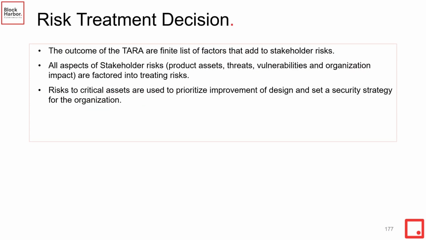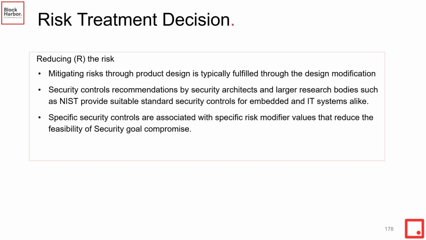The outcome of the TARA process is a finite list of factors that contribute to stakeholder risks. This includes product assets, potential threats, vulnerabilities, and their organizational impact. By prioritizing risks associated with critical assets, we can guide the design of more secure automotive systems and shape a stronger security strategy. As I mentioned, there are many ways to reduce risks, applying security controls, modifying designs, and more.